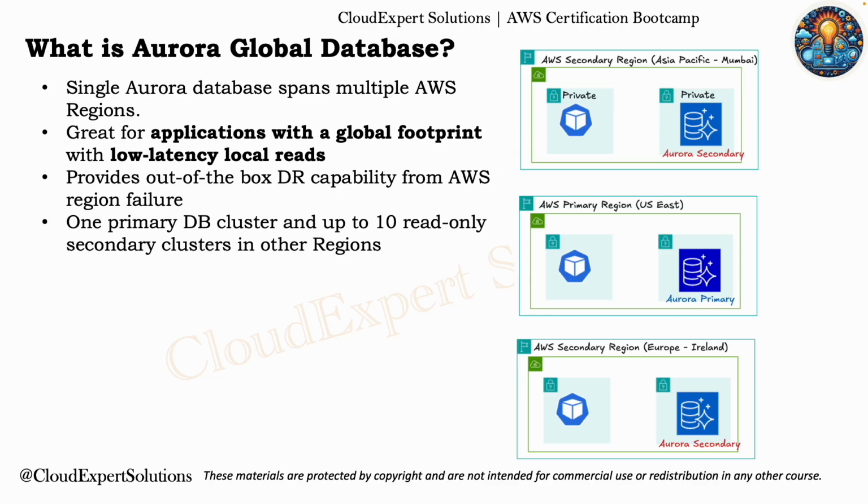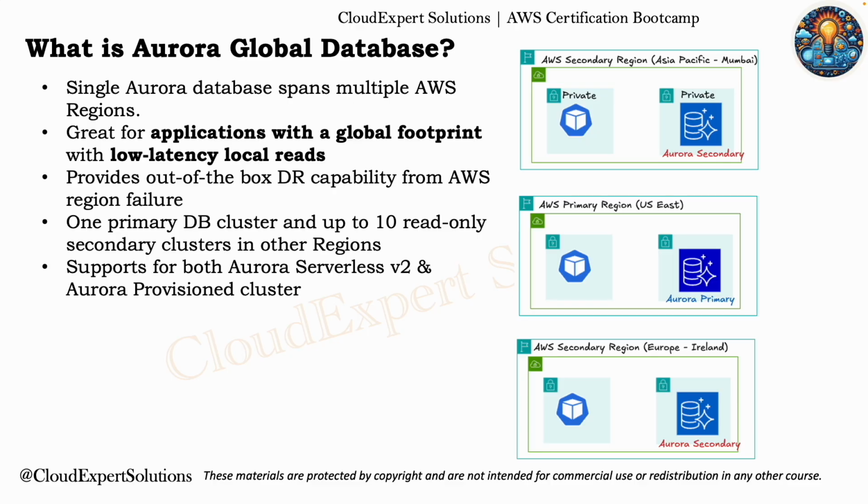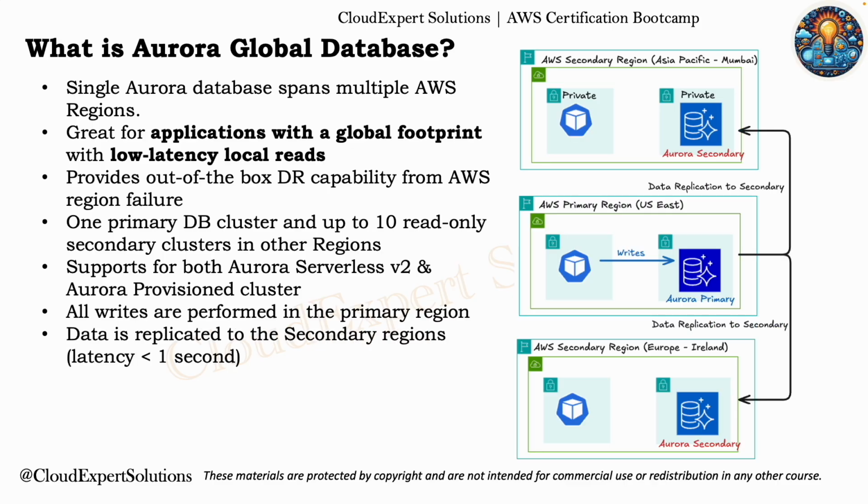A global database consists of one primary database cluster in one AWS region and up to 10 read-only secondary clusters in other regions. Both Aurora Serverless v2 and Aurora Provisioned cluster support Aurora Global Database deployments. You have to remember all the writes are performed in the primary region and then data is replicated to secondary regions with very low latency, less than 1 second, and all the nodes, irrespective of primary or secondary, support local reads.